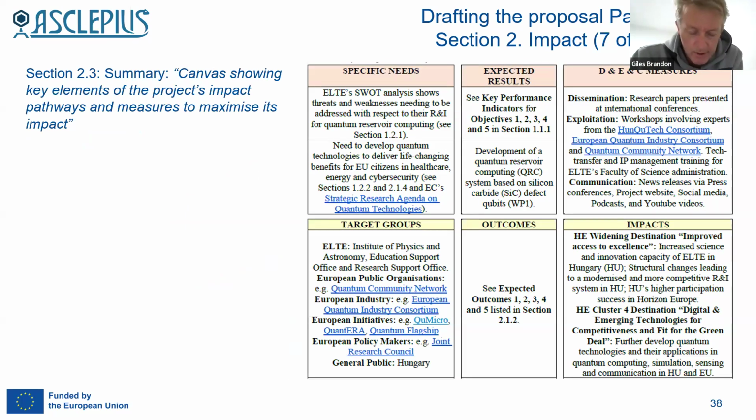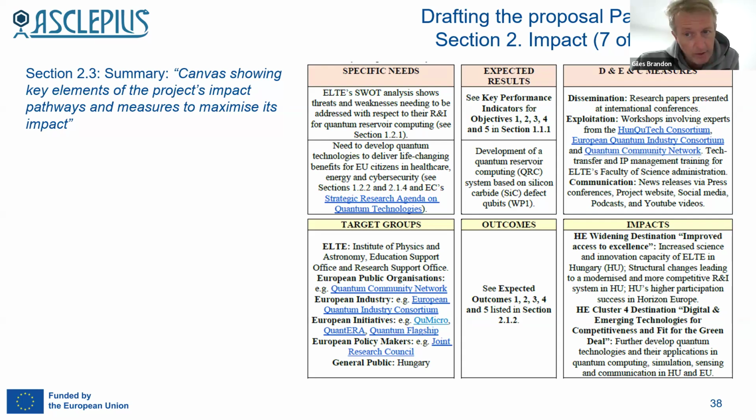Now, the last section, subsection 2.3 within impact, the standard application form requests you to come up with a canvas showing key elements of the project's impact pathways and measures to maximize its impact. Now, if you would look in that standard application form, there is a sort of table there. They give a kind of very basic example.